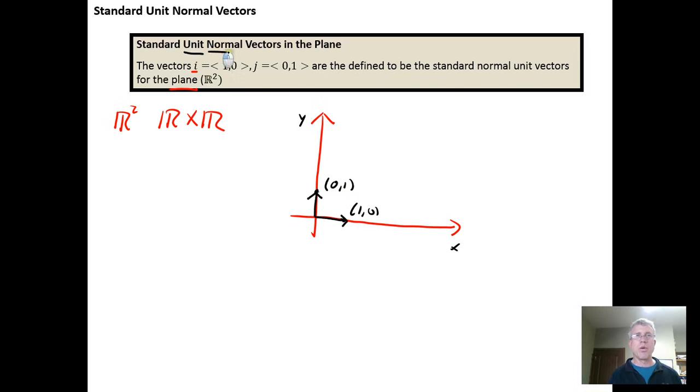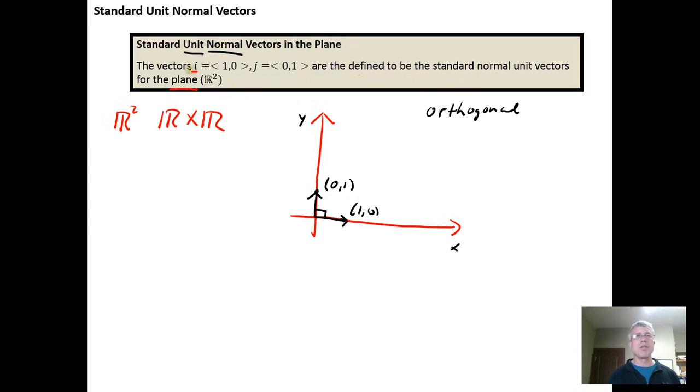They are normal because they meet at a 90-degree angle, or another way of saying that, they are orthogonal to each other. Normal means meets at a 90-degree angle, orthogonal, 90 degrees, perpendicular, kind of used synonymously.